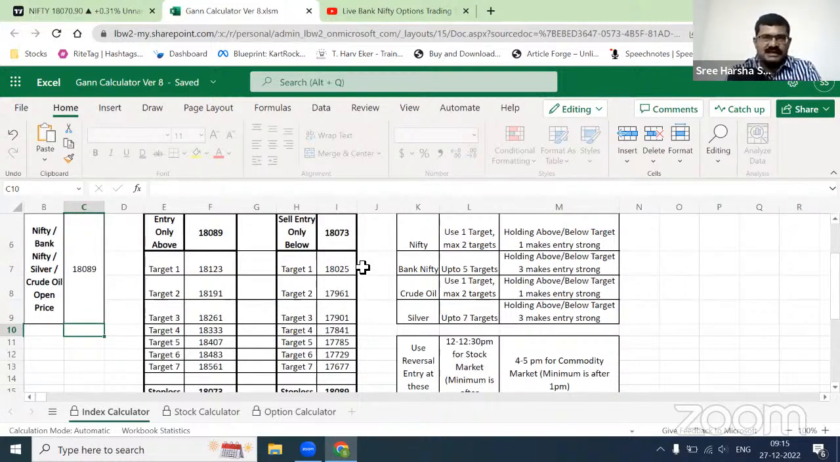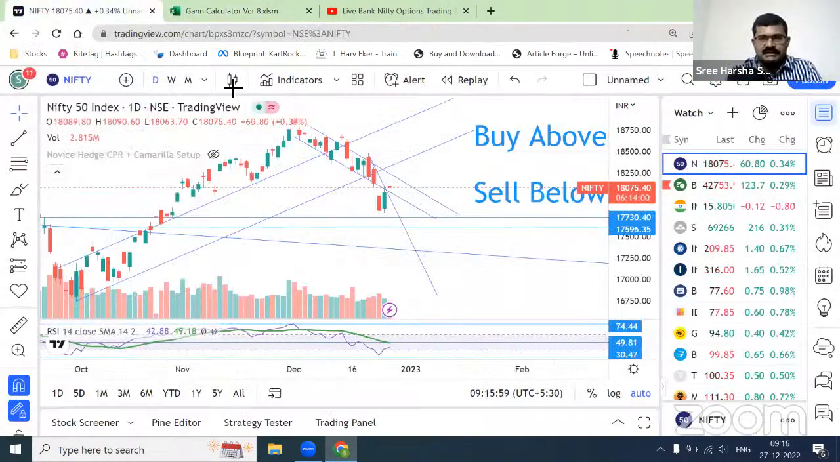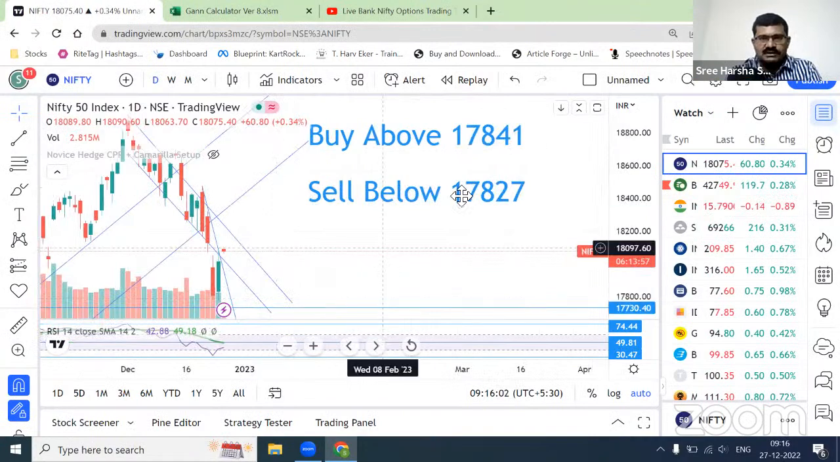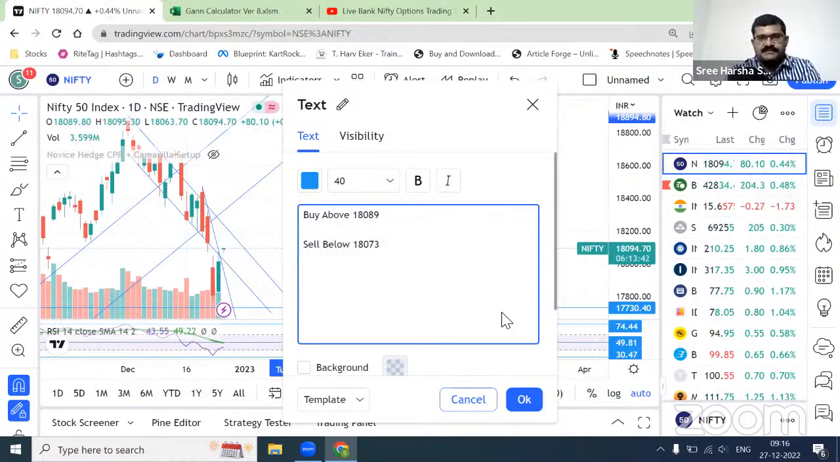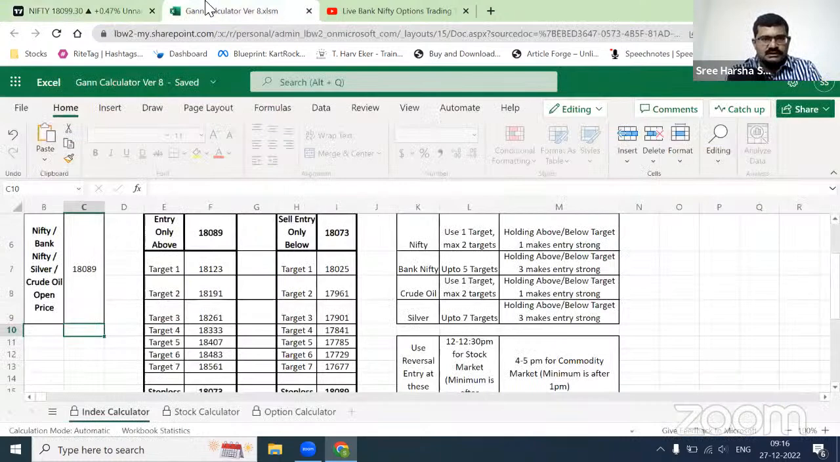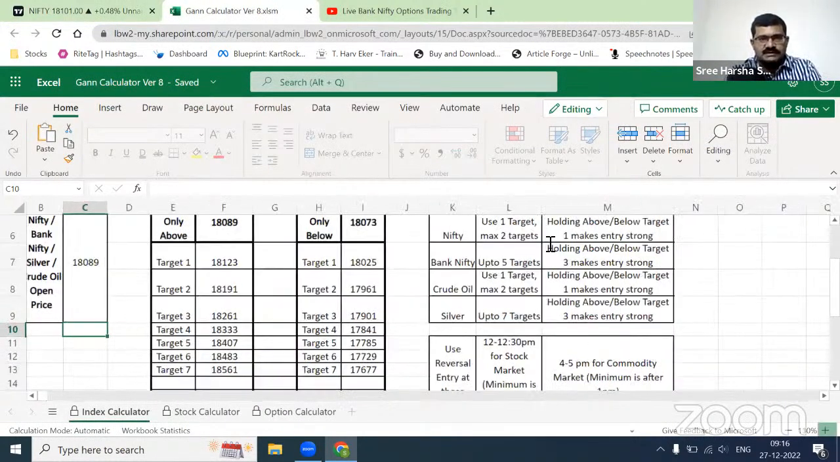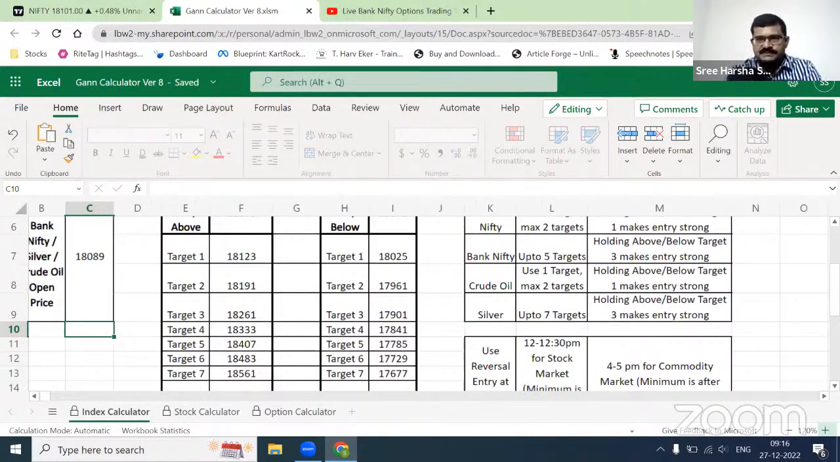I'll be interested in buying on dips. So let me write these levels. Above 18,089 is the buy, 18,073 is the sell. If it goes above this level, you can look at this. The stop loss is going to be this.